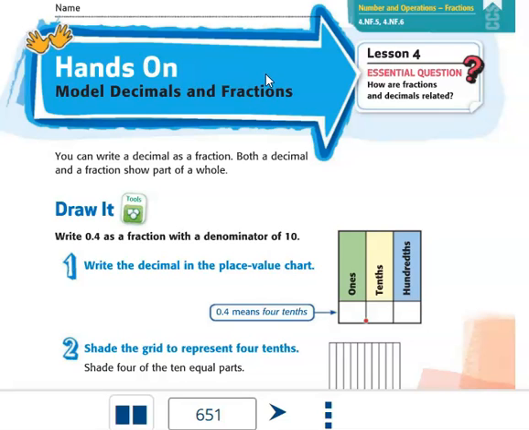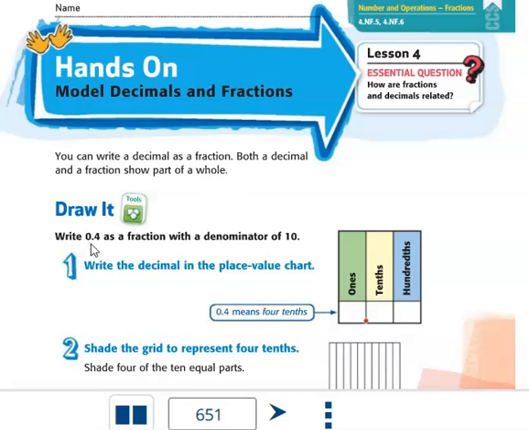Okay, we're on Chapter 10, Lesson 4. This is page 651 in your book. We are doing modeling of decimals and fractions with our different ways to represent those. You can write a decimal as a fraction. Both a decimal and a fraction show part of a whole.